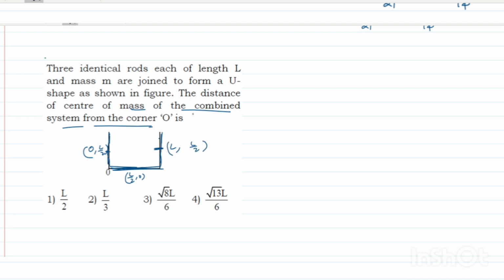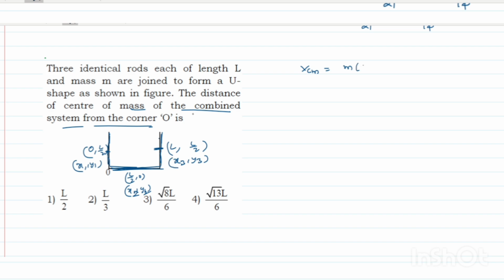So from the corner O, they are asking for the distance of the center of mass. First we can calculate. It's lying in the xy plane, so here you can talk about XCM. Take the coordinates of the masses as x1, y1, x2, y2, and x3, y3.